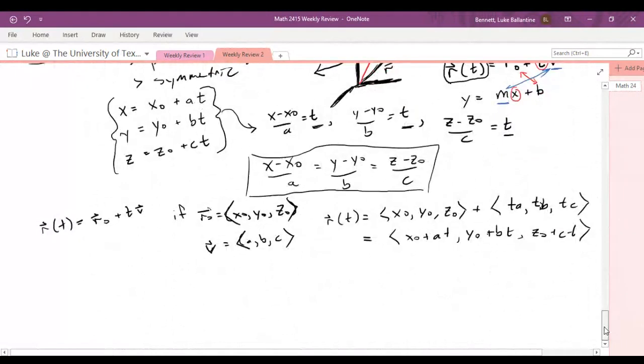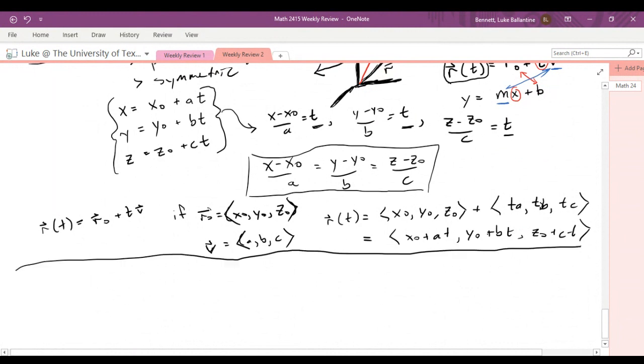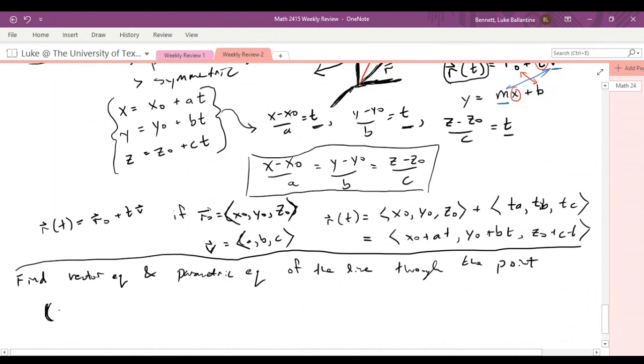All right. So let's work an example. Find the vector equation and parametric equation of the line through the point 2, 2.4, 3.5, and parallel to the vector 3i plus 2j minus k.